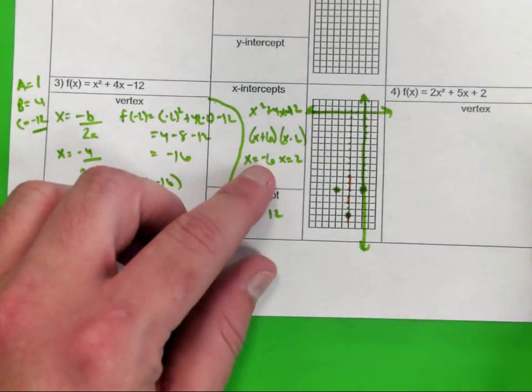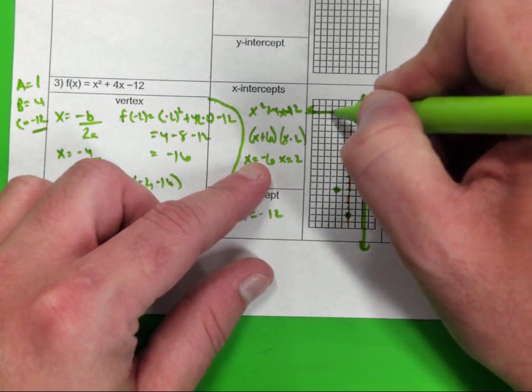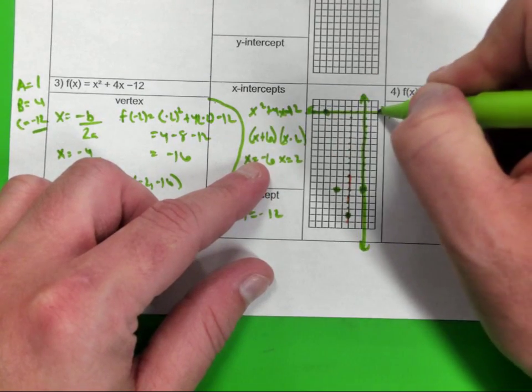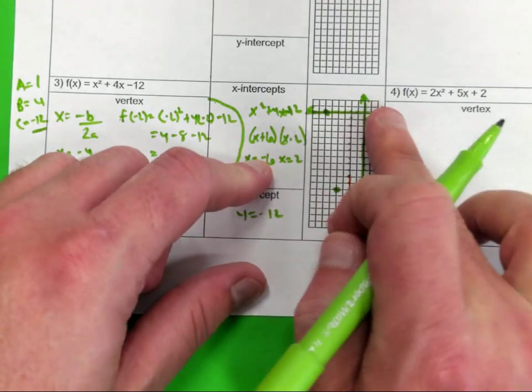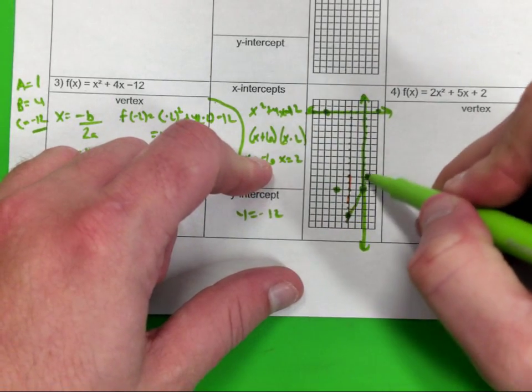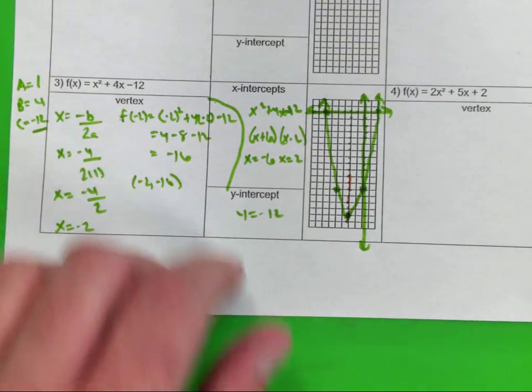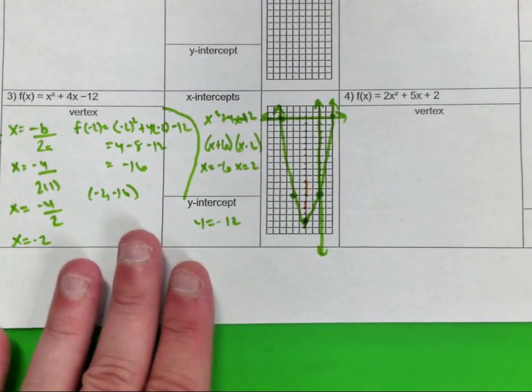Okay, now my x-intercept's -6. The first one's -6. 1, 2, 3, 4, 5, 6. And then I got 2. Well, does this one have a friend over here? So do you have to find another one? No. So you're going to graph it. And that's your answer.